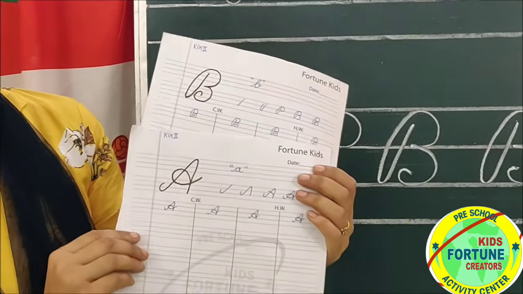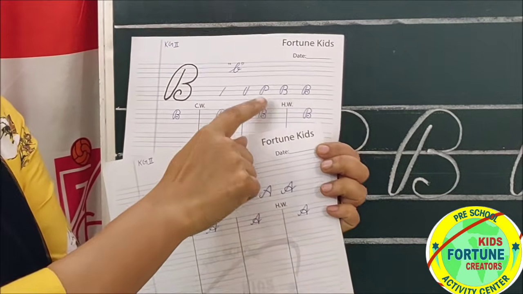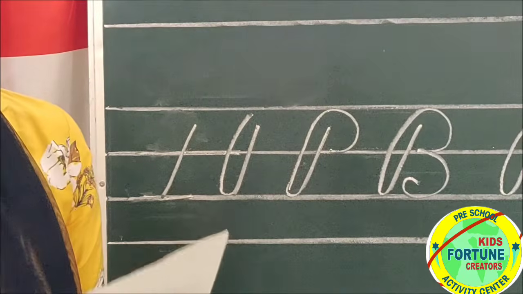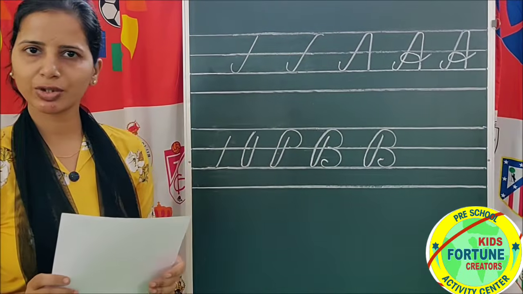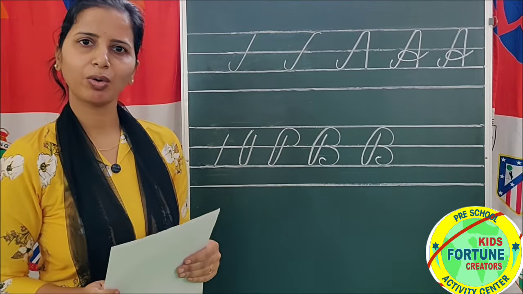So kids, you will get the worksheet like that. On the worksheet you can see the steps how to draw A and B. I think you understand very well how to draw capital cursive A and capital cursive B. So please practice it and do your work on time.